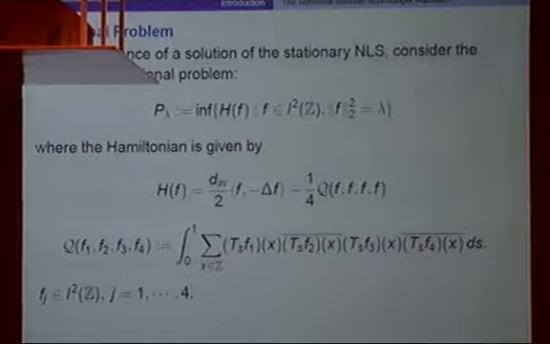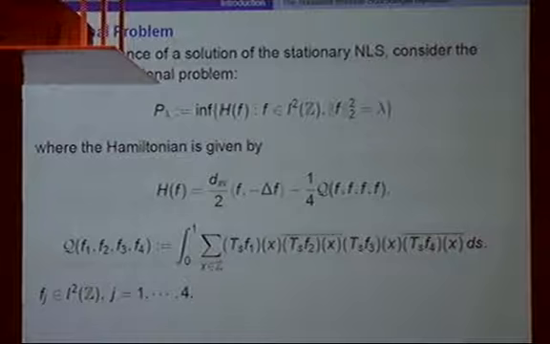of this type. So we consider the infimum of some Hamiltonian, where f is in small L2 of Z with norm fixed as lambda here. And this Hamiltonian comes from the equation we had before. So this average diffraction over 2 times the inner product in small L2 of f and negative Laplacian f, minus part of this functional. And here this script Q is just this one.